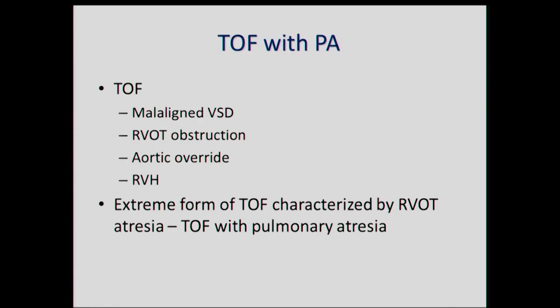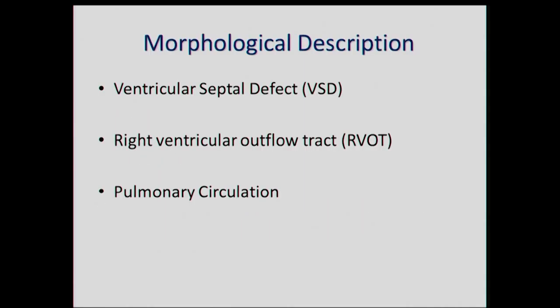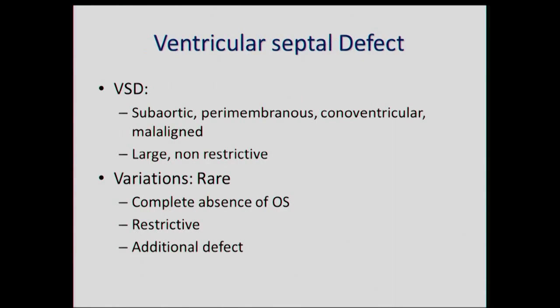If you look at the four components of tetralogy of Fallot, I think they include malaligned ventricular septal defect, right ventricular outflow tract obstruction, aortic override, and right ventricular hypertrophy. The extreme form of tetralogy of Fallot, which is characterized by right ventricular outflow tract atresia, is what constitutes tetralogy of Fallot with pulmonary atresia. From the point of view of morphological description, I have divided this talk into its three key elements: the ventricular septal defect, the right ventricular outflow tract, and the pulmonary circulation.